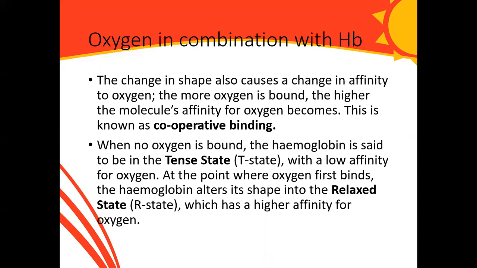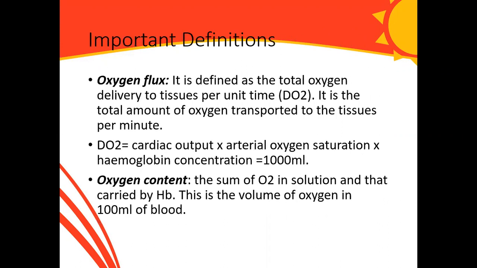Hemoglobin also exists in 2 different states. We have the tense state and the relaxed state. When there's no oxygen bound to hemoglobin, it's said to be in a tense state. And at this point, it has a very low affinity for oxygen. But at the point where the first oxygen binds to hemoglobin, the shape alters into a relaxed state, which has a high affinity for oxygen.